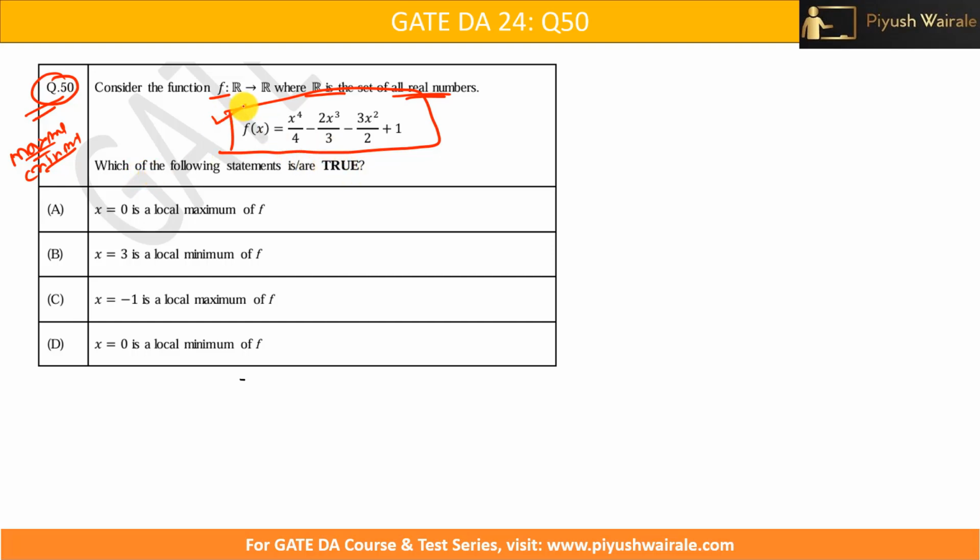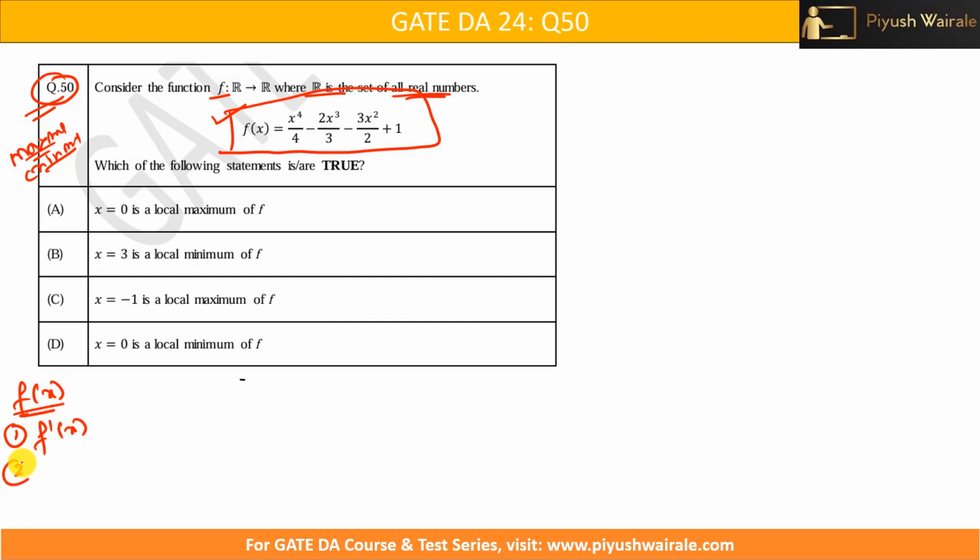So f of x is given to us and we need to find out at what value of x this f of x will be minima or maxima. What is the general procedure we follow in the case of maxima and minima? Suppose I have been given any function, for example f of x. In the first step, we take the derivative of f of x, so that will be f dash of x.